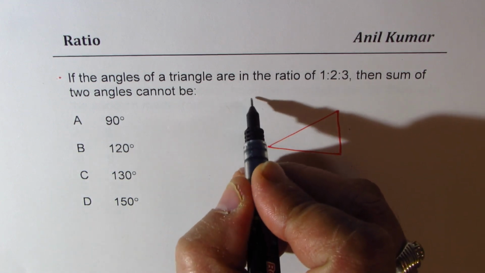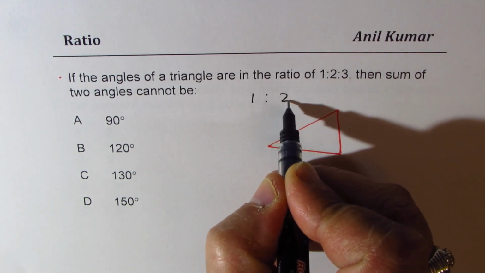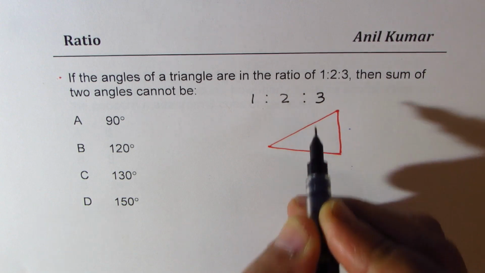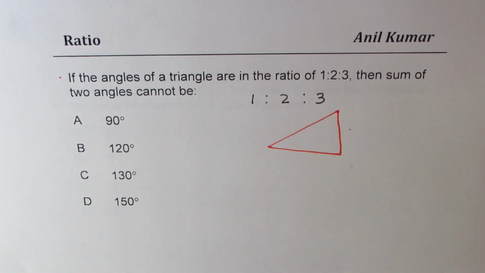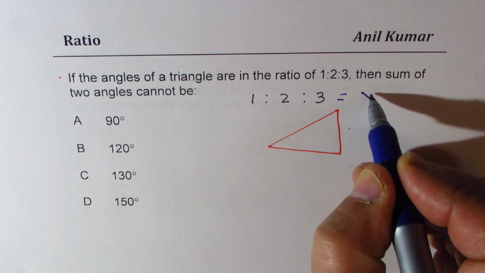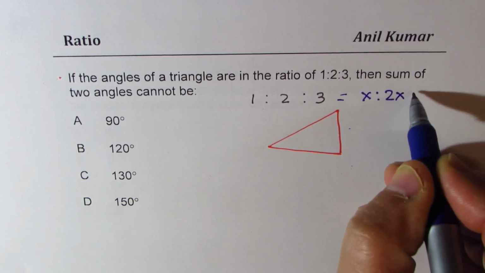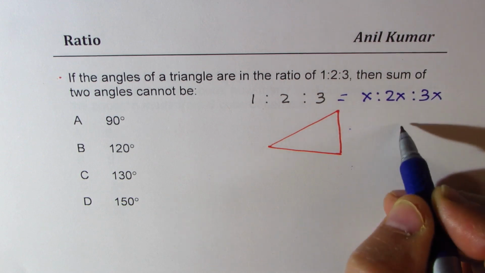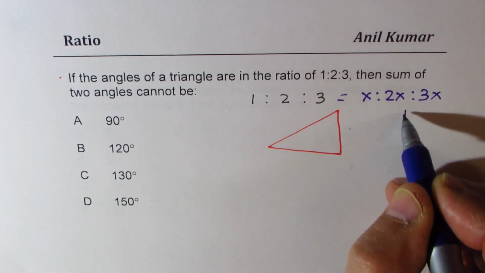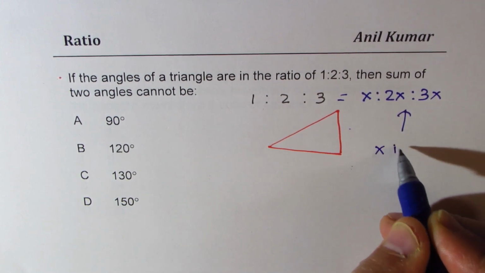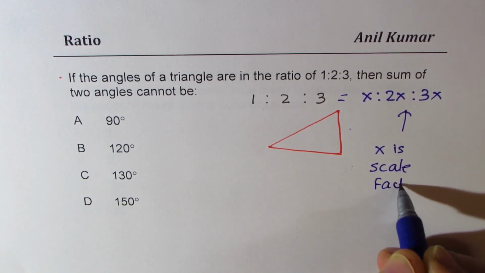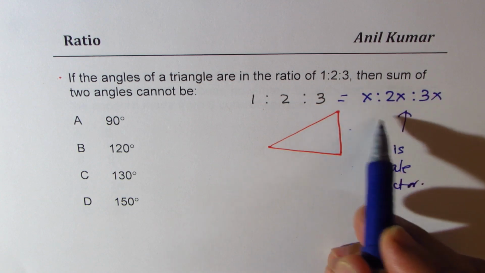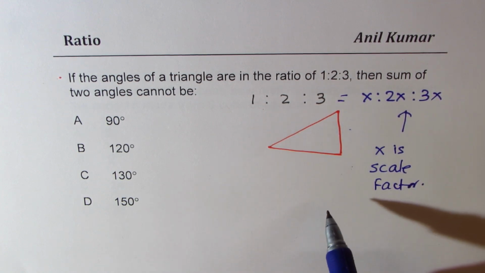We are saying the ratio is 1:2:3. Think about angles as multiplied by x. We could also write this as x is to 2x is to 3x. Does it matter? I mean, it's the same thing, right? So here clearly x is the scale factor. Is that clear? Now this scale factor helps us to find the answer.